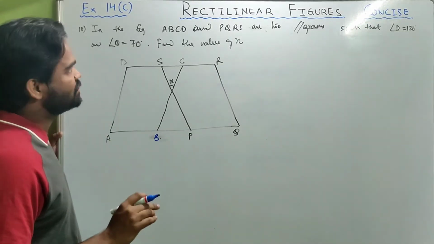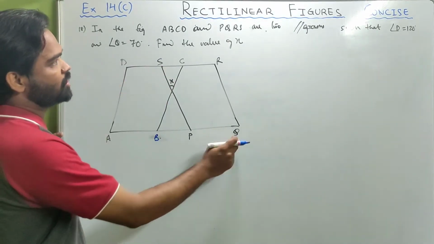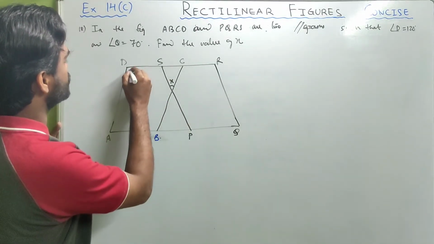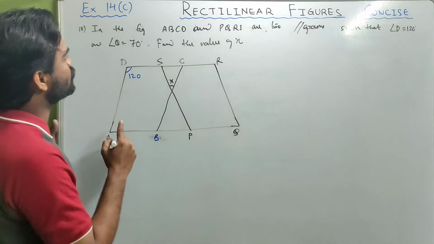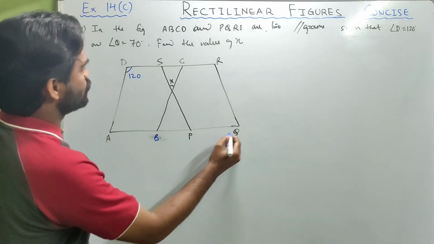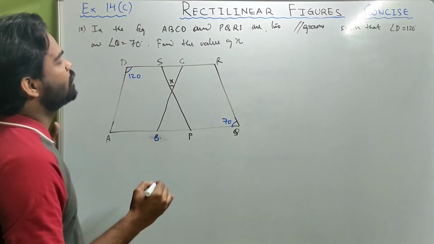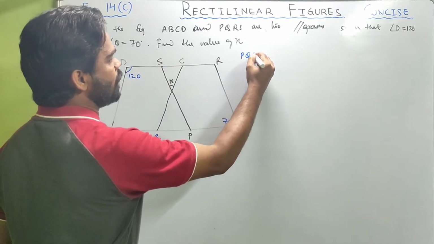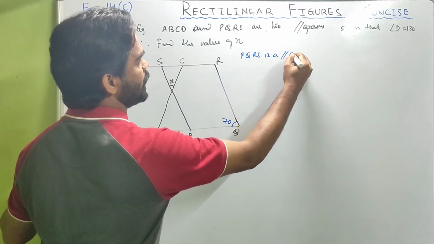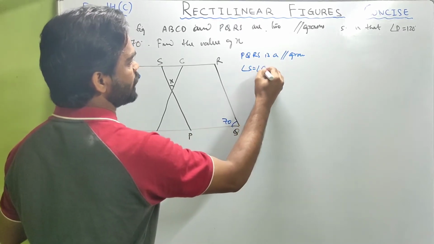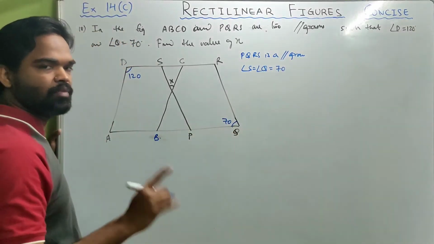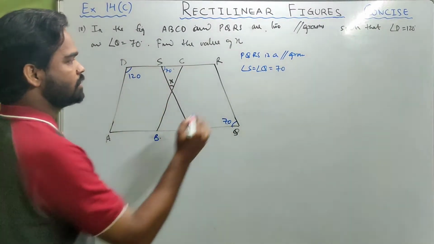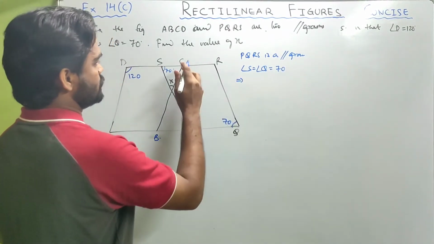Now let us look at the next sum. Look at number 18. Pretty easy. In the figure, ABCD and PQRS are two parallelograms such that angle D is equal to 120 and angle Q is 70. Find the value of X. Pretty easy. PQRS is a parallelogram, which means angle S equals angle Q equals 70. Opposite angles of a parallelogram are equal, which means if this is 70, this will be 70. No doubt in that, which implies angle CSP.